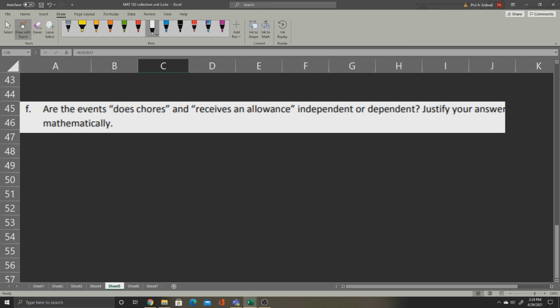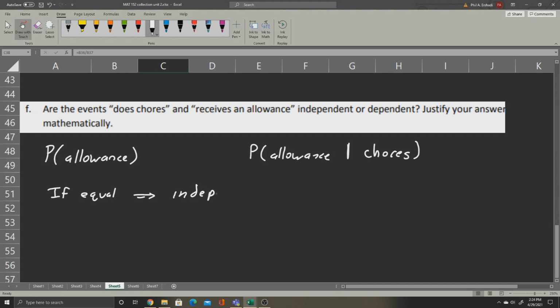Here's our plan of attack for this question. First, we find the probability of receiving an allowance. And then we also find the probability of receiving an allowance given that we're doing chores. Now, if these two probabilities are equal, we can say the events are independent. Now, if they're not equal, that means they're dependent. Now, we've already calculated these probabilities in previous steps.